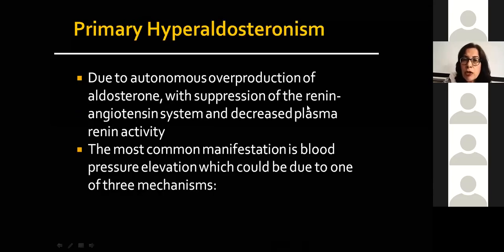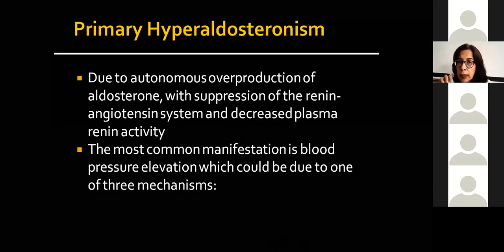Primary hyperaldosteronism is due to autonomous overproduction of aldosterone. Now, how is aldosterone regulated? Although it is secreted from the adrenal gland along with the cortisol, the stimulation of aldosterone is due to the renin-angiotensin system. ACTH does not stimulate aldosterone, right? So aldosterone control is with the renin-angiotensin system.